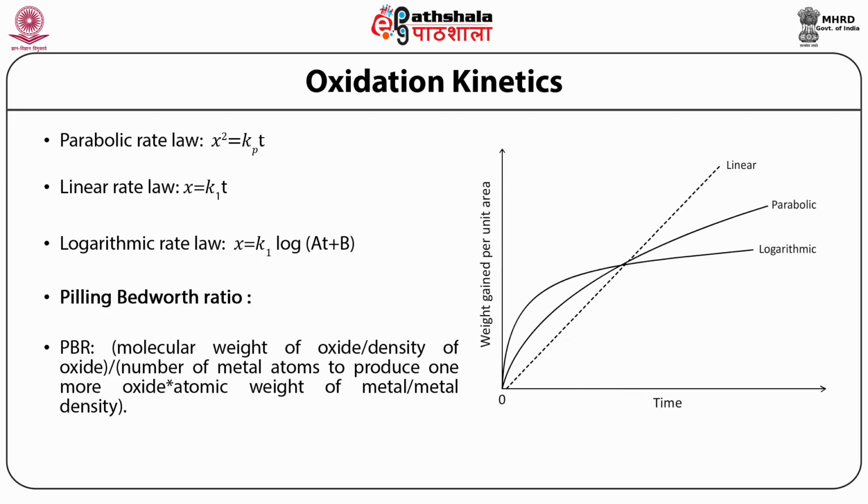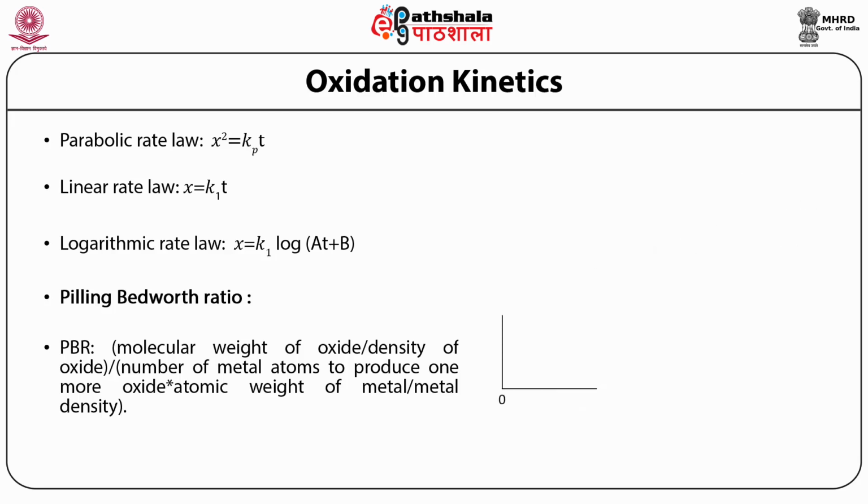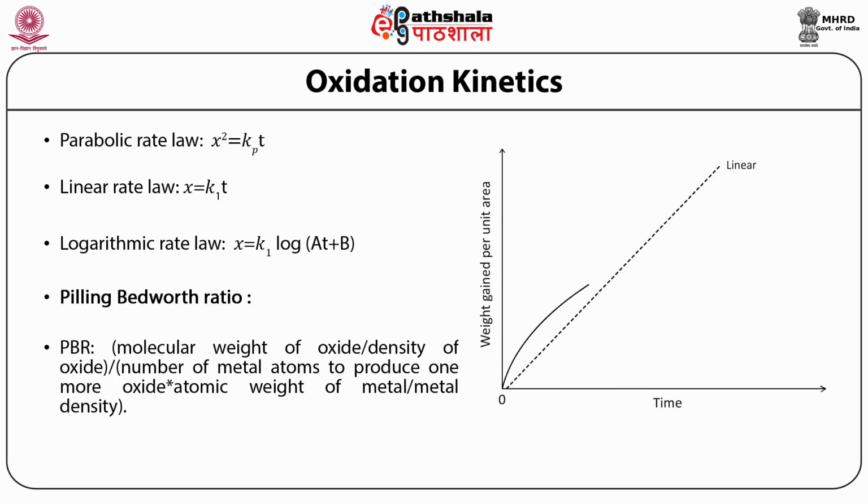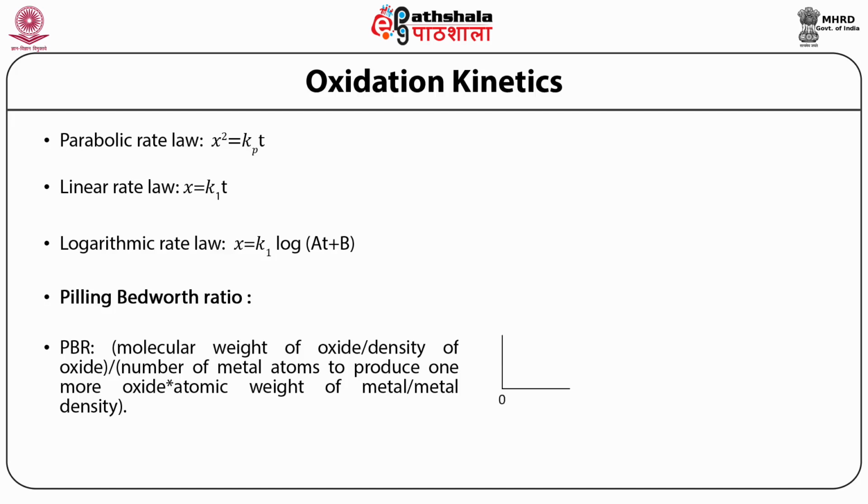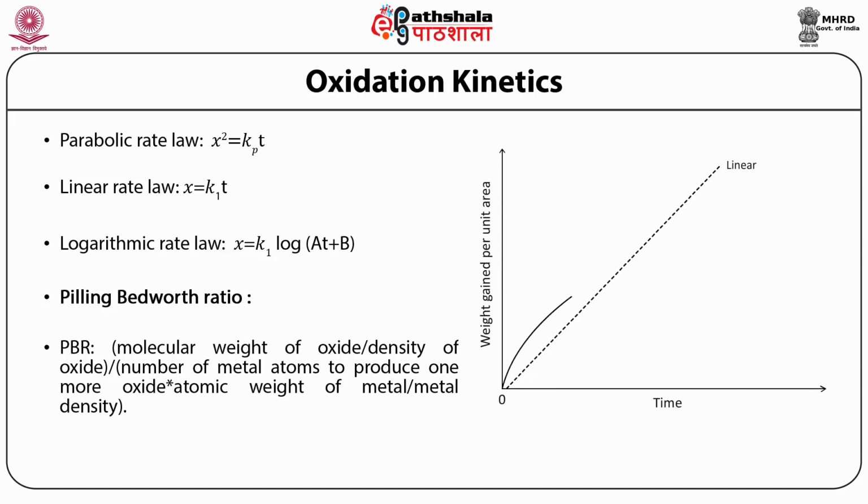So when the ratio is less than 1, then we have non-protective oxide, and when it is much greater than 1, then we again have non-protective oxide due to oxide spallation due to a large compressive stress developed in the oxide. Ideally, the best protective oxides have PBR in the range of 1 to 1.5.